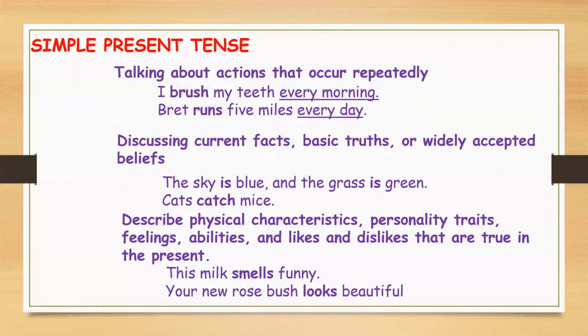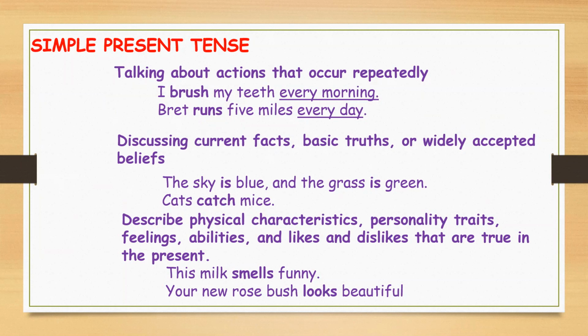Simple present tense talks about the actions that occur repeatedly. For example, whatever you do in your routine daily life, you call it simple present tense. I brush my teeth every morning. I get up at 6 o'clock every morning. So I get up. I brush. Brett runs 5 miles every day. So whatever actions happen every day repeatedly, you use simple present tense. For example, brush, gets, runs, teaches. So all these are simple present tense.